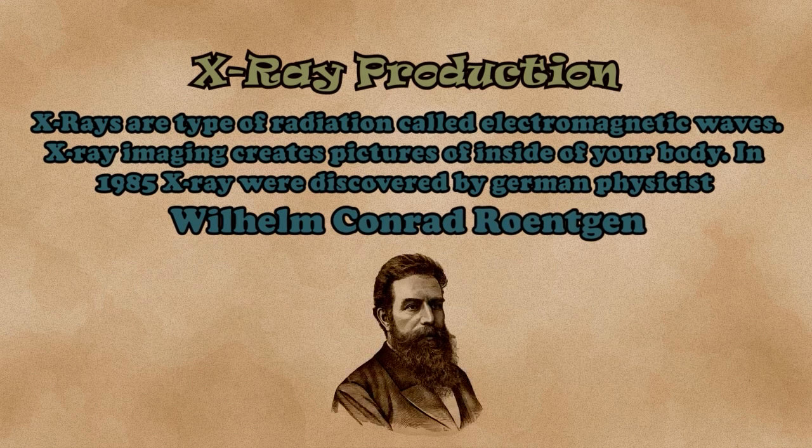X-ray production. X-rays are a type of radiation called electromagnetic waves. X-ray imaging creates pictures of the inside of your body. In 1895, X-rays were discovered by German physicist Wilhelm Conrad Röntgen.